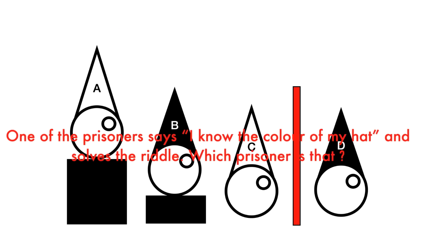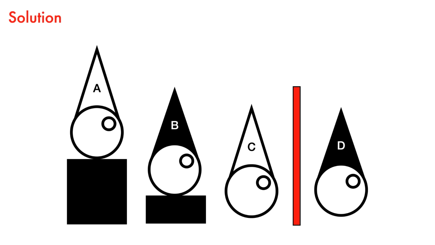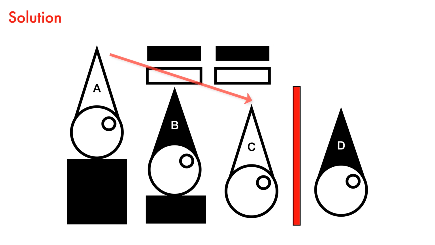Let me explain the solution now. Each one of the prisoners knows that there are 4 hats, 2 black and 2 white. If prisoner A observes that prisoner B and C have the same colored hats, he would assume that he has the opposite color and solve the riddle. However, since prisoner B and C have different colored hats, prisoner A doesn't say anything. After waiting about 4 minutes, prisoner B calls out the right answer.